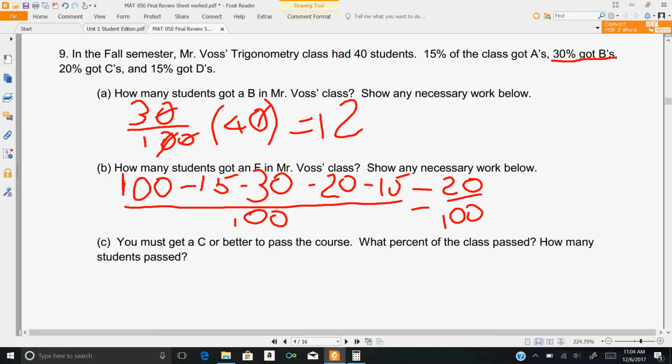For my ratio of F's to total students, I'm going to take that 20 over 100 and multiply that by 40. And once again, I can divide the 20 and the 40 both by 10, rather than dividing by 100. It gives me 2 times 4, which gives me 8. If you don't see how I got that, put it in your calculator. Do 20 times 40, divide by 100. You should get 8.